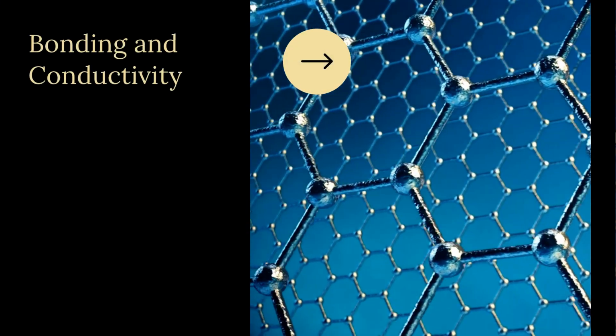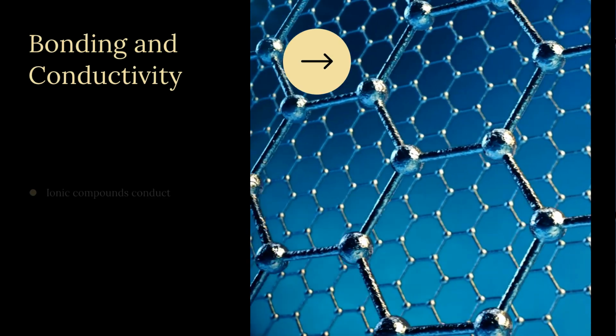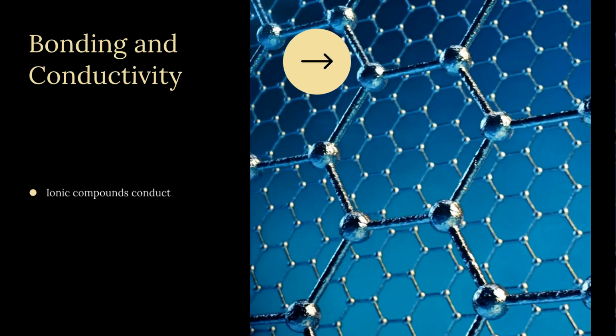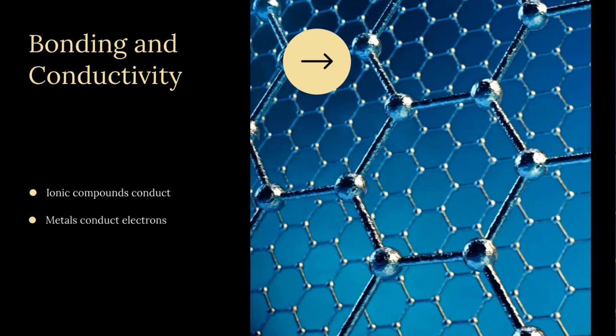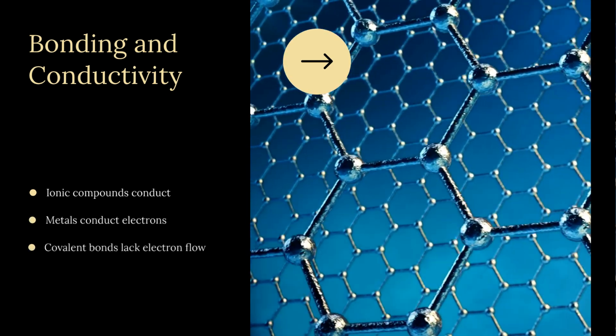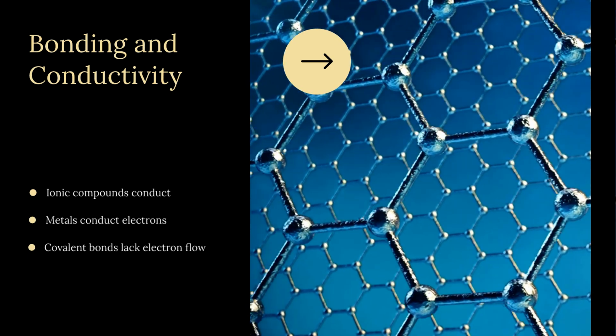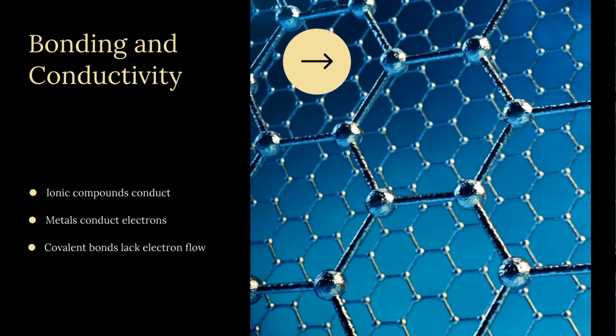Bonding type affects conductivity. Ionic compounds conduct when ions move freely. Metals conduct due to mobile, delocalized electrons. Covalent compounds generally don't conduct electricity. Conductivity links directly to electron movement in bonds.